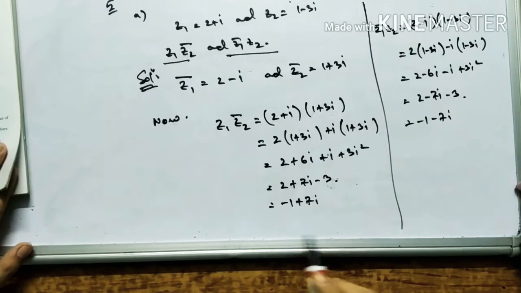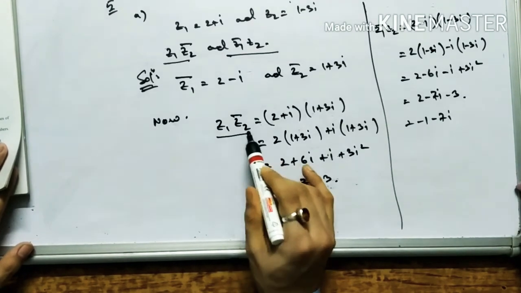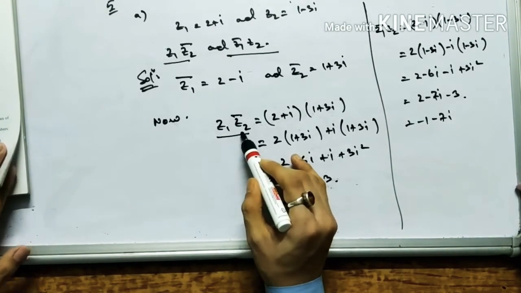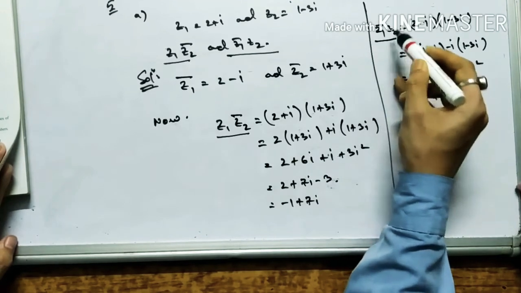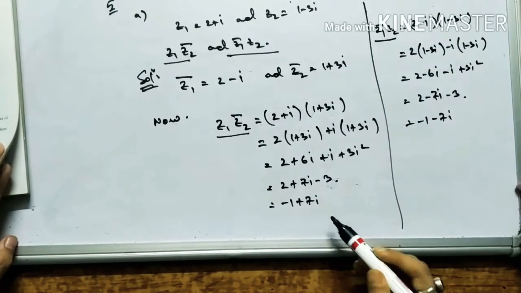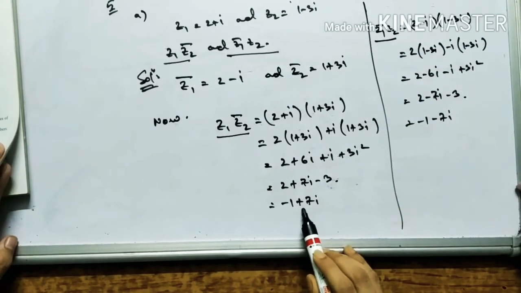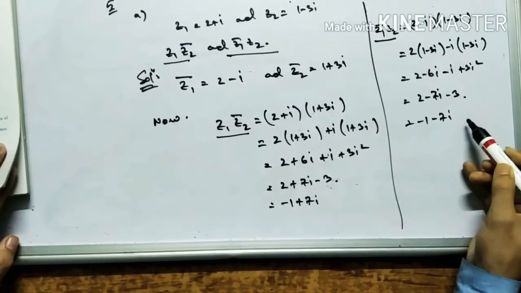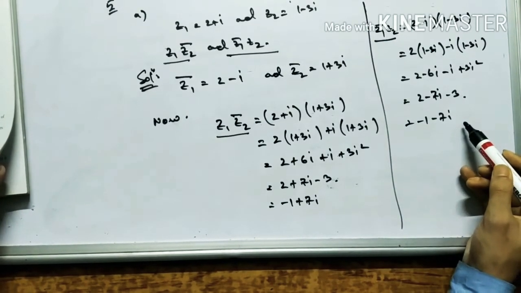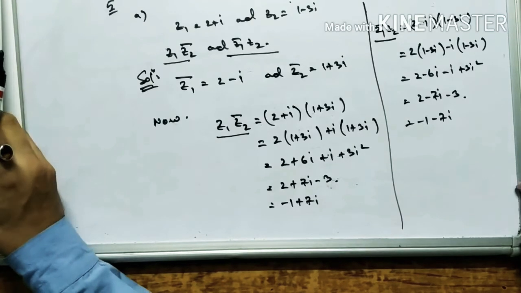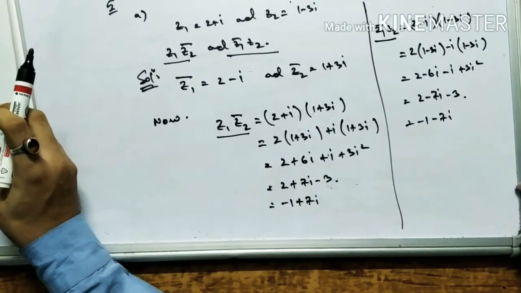So therefore you see from these two, Z1 into Z2 bar and Z1 bar into Z2 are conjugates of each other. Yes, minus 1 plus 7i, and this is minus 1 minus 7i. Understand? Therefore I can say that these two are conjugates of each other.